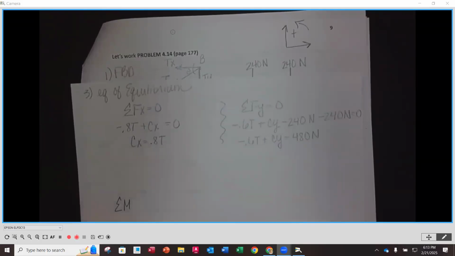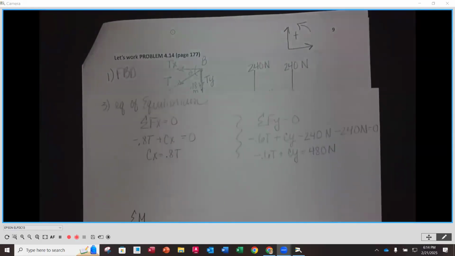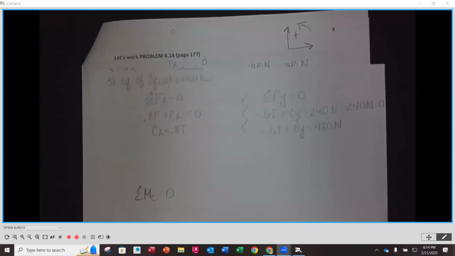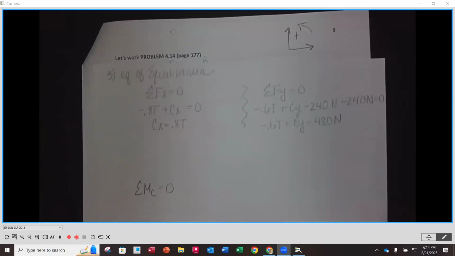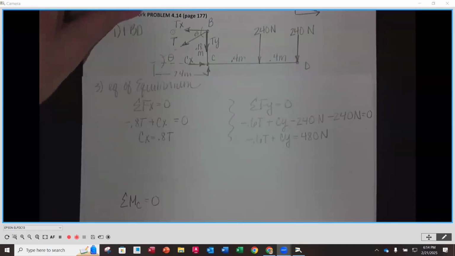Sum the moments around. Now, the point that I'm going to choose to sum around is C. You could go around B too, but I'm going to go around C for this one. And I'm going to set that equal to 0. And now I'm going to determine my moment equation. It's up here at the same time.